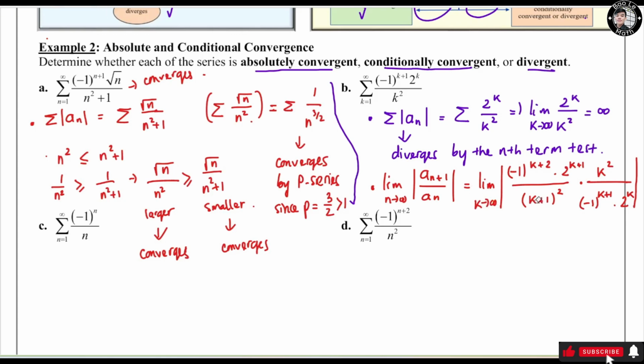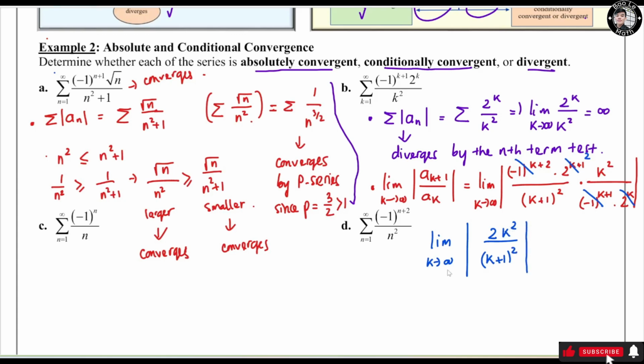Now, since I use the variable k, every single thing right here must be k. And -1 raised to the k plus 1 cancels out. So you have -1 to the power of 1. If you take the absolute value, it's going to be positive, so it's gone. Now, 2 to the k plus 1 and 2 to the k cancel out. So you have 2 on the top left. So you have the limit when k approaches infinity of the absolute value of 2 k squared over k plus 1 all squared.